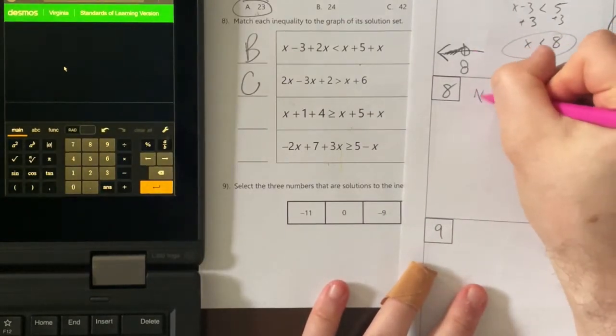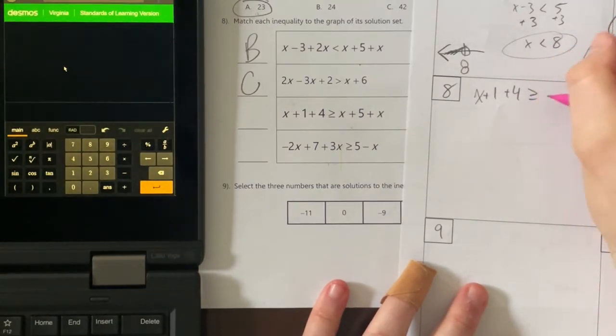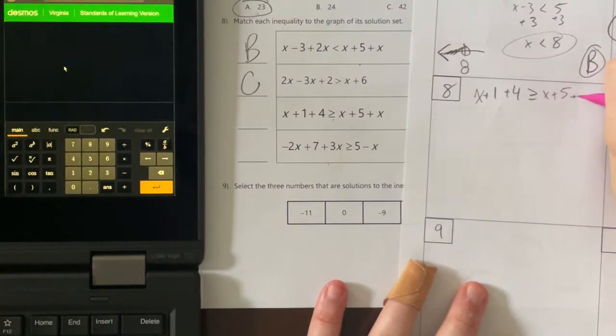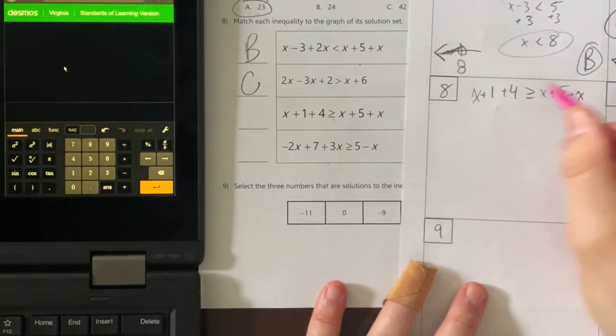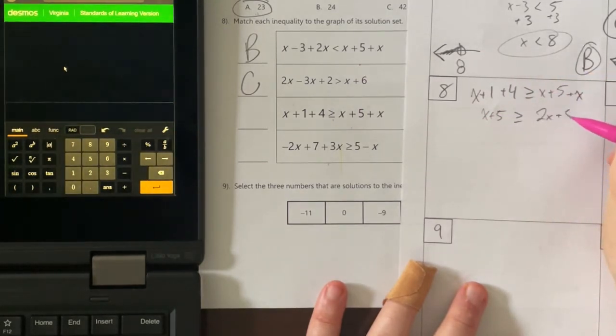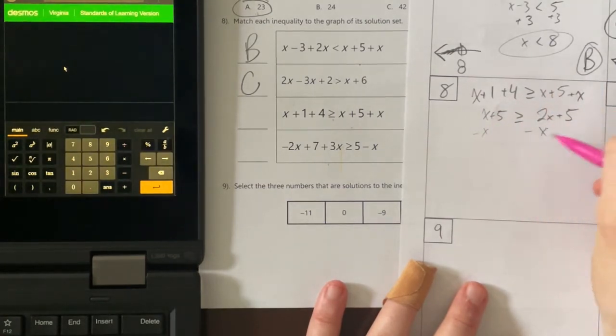For this next one, I have x plus 1 plus 4 is greater than or equal to, so I have a closed-in circle, and I have x plus 5. Actually, that's not the same. I thought it was the same so I could save some time, but that's okay. I have x plus 5 is greater than or equal to 2x plus 5. Let me double check. Yes, subtract x from both sides. I have 5 is greater than or equal to x plus 5.